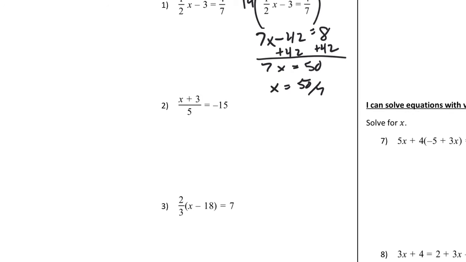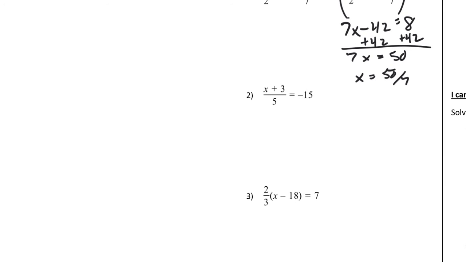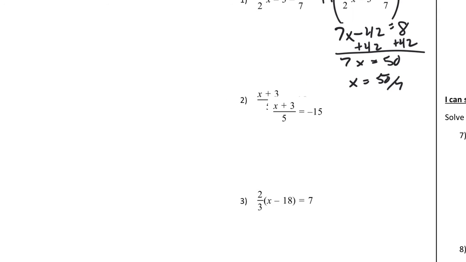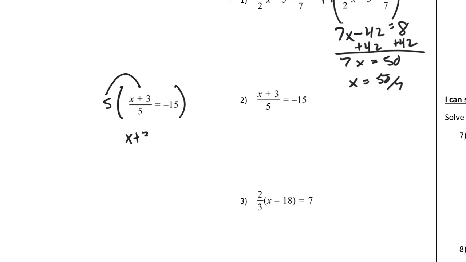For this one, I could do it over here actually. I'll copy this right here and put it over here. Okay, I would get rid of the fractions again by multiplying both sides by 5. On this side, the 5's would cancel, and I'm left with x plus 3. And over here, 5 times negative 15 is, what, negative 75? And if I subtract 3 from both sides, I get x is equal to negative 78. And yeah, that sounds good to me.